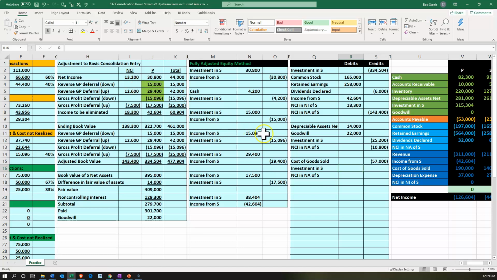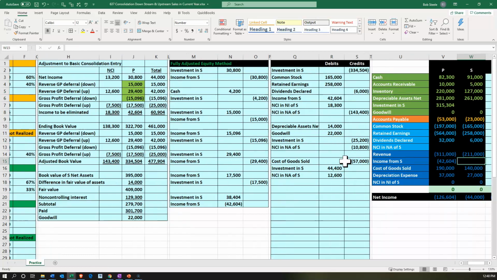And so we're going to say that this is going to be for the investment equal to, on the investment side, this plus P's portion. So that's going to be the 44.4, and this is going to be the non-controlling interest, the 12.6. And that adds up to the 57, which of course is the number we started with. All right, let's post that out, and then we'll move forward here.